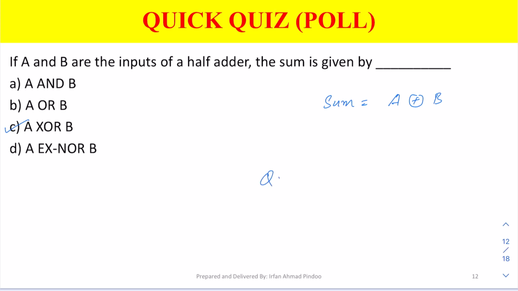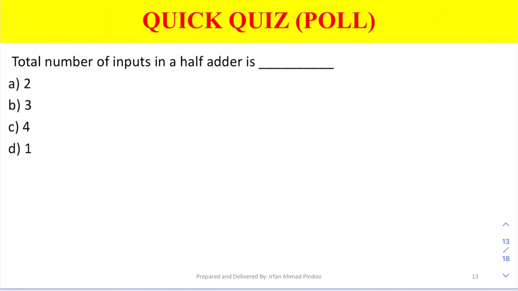Now the next question is for you. Can you tell me what the equation of carry is? You can answer in the comment section. What is the equation we got? There's one more question for you. The total number of inputs in a half adder is? So how many inputs? We had only 2 inputs, right? So the answer is 2.